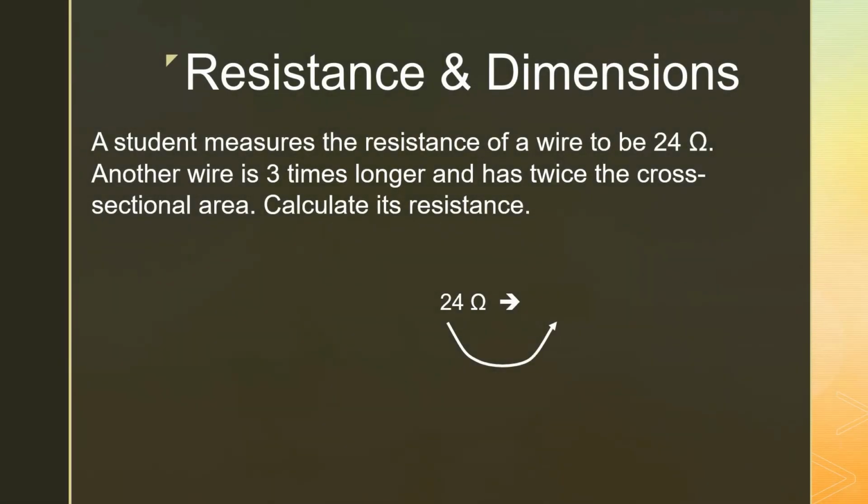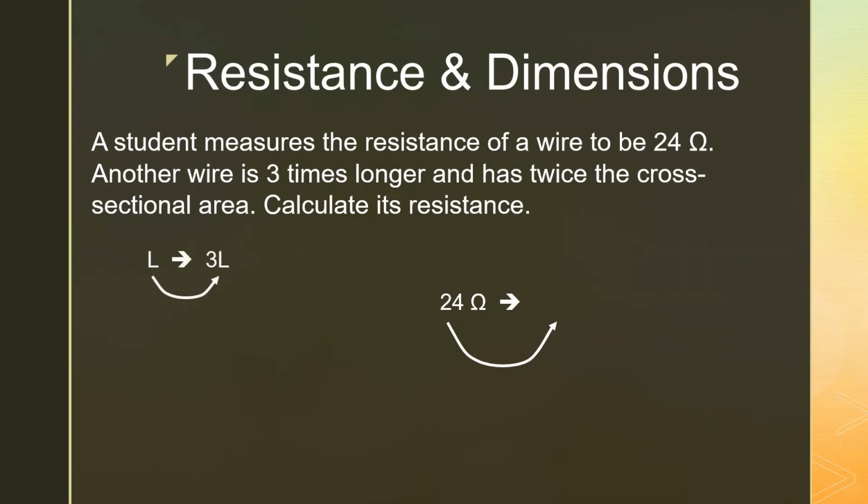Let's do another one, slightly more complicated. So with this one, I've got a student measures the resistance of a wire to be 24 ohms. Another wire is 3 times longer and has twice the cross-sectional area. Calculate its resistance. So I need to go from 24 to something, but I've actually got 2 changes that I need to consider here. I've got a change to the length and a change to the cross-sectional area. So let's have a look at those separately.